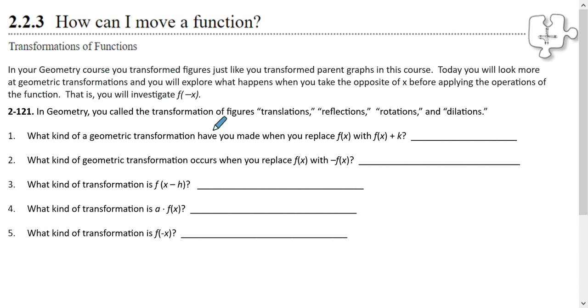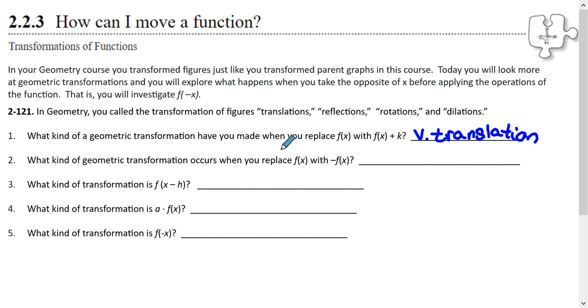Okay, so what kind of transformation if you took your y value and replaced it with y plus k? So that y value, that's vertical. So this is a vertical, and then it just adds k, so it moves it up. So that's a translation.